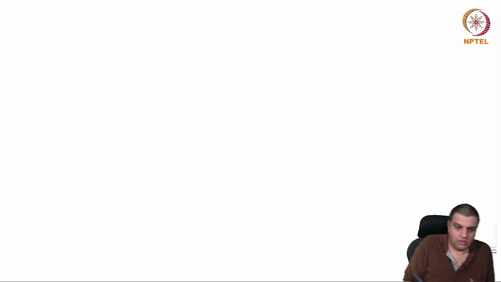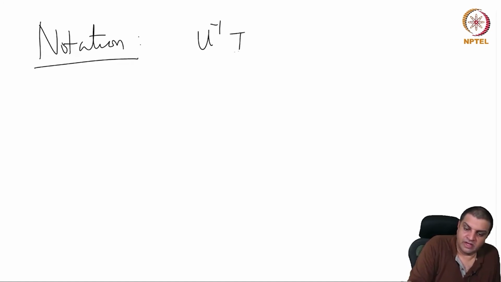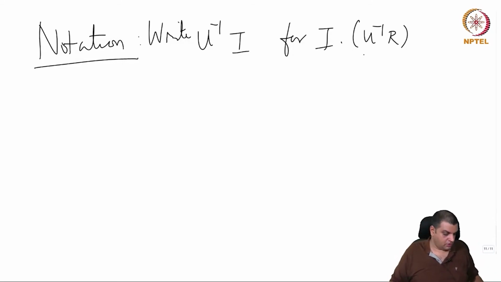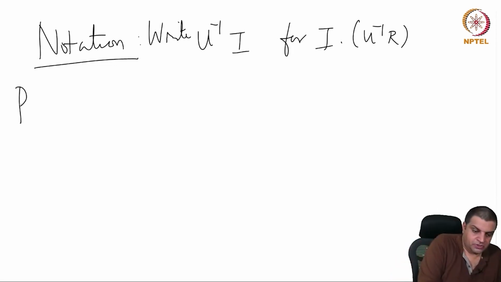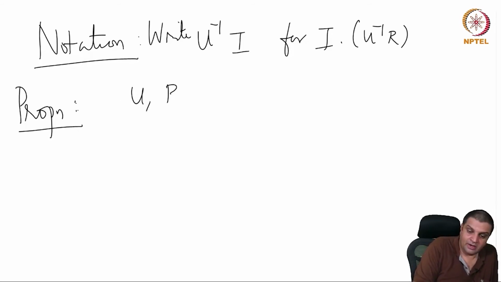Okay. So just one more piece of notation. We will write U inverse I for I extended to U inverse R, and later we will see this also for modules. So this is okay. Okay. So here is an important proposition, I mean, basic properties which we keep using all the time. So U and R as above.